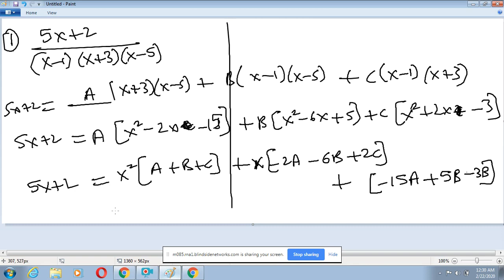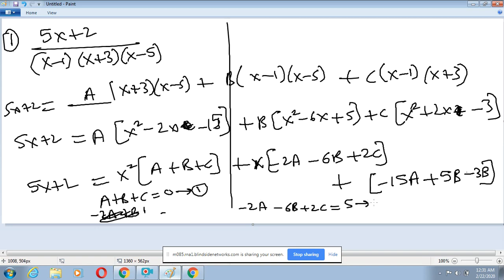we'll compare. There is no x square term, so we get a plus b plus c equals to 0, first equation. Then when we compare the x part, we get minus 2a minus 6b plus 2c equals to 5. And when we compare the constant term, we get minus 15a plus 5b minus 3c equals to 2. So it will be c here, sorry, c.